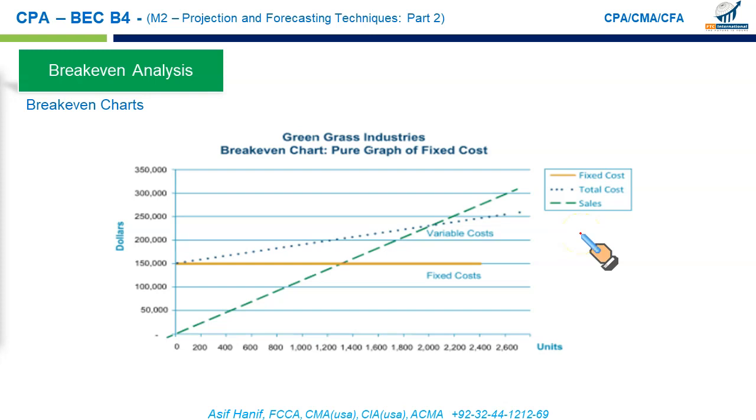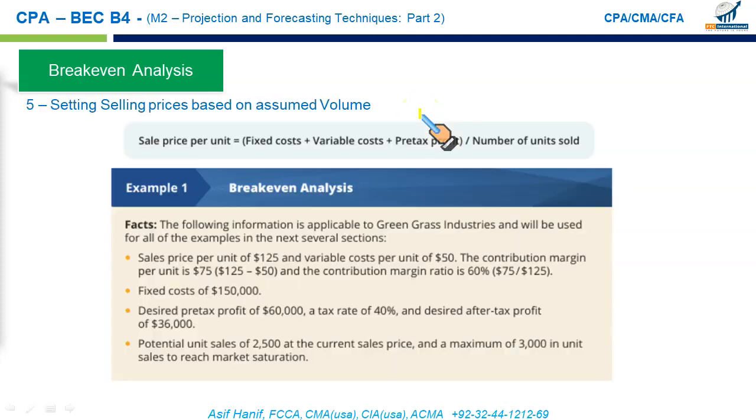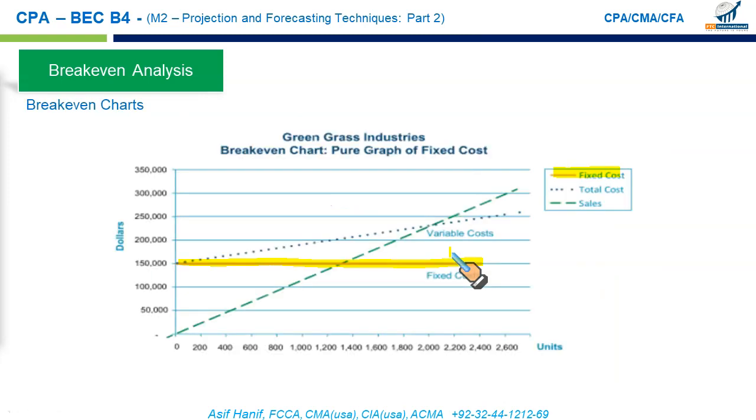Let me explain. We have some lines here with their appropriate legends. Fixed cost is the cost that stays fixed in the relevant range, and it is horizontal, parallel to the x-axis. It's the same, 150 fixed. This is in continuation of the previous example. This is your fixed cost, this is your selling price per unit, this is your variable cost per unit, and this has now been plotted in chart form.